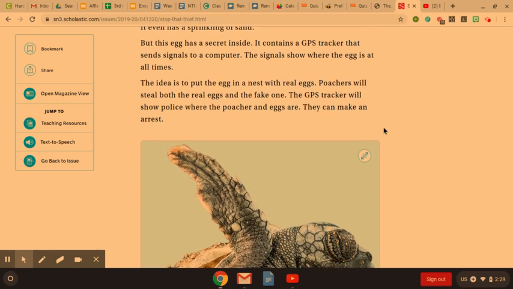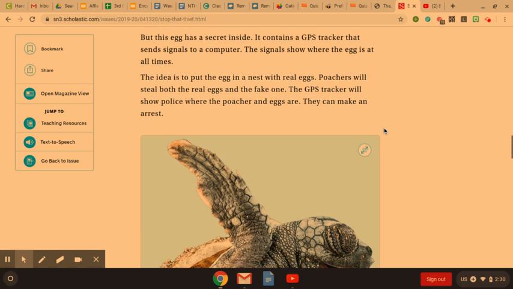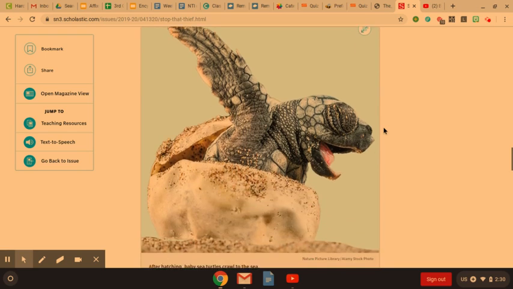The idea is to put the egg in a nest with real eggs. Poachers will steal both the real eggs and the fake one. The GPS tracker will show police where the poacher and eggs are. They can make an arrest.